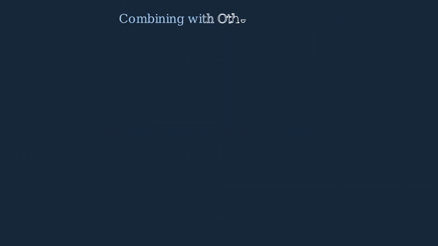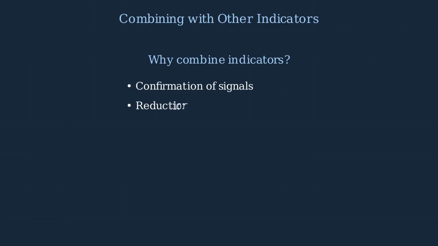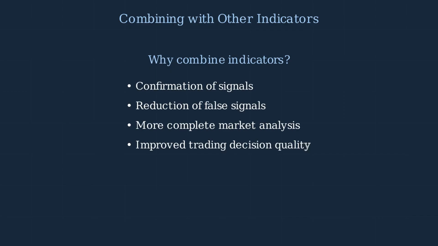The chop zone indicator becomes substantially more powerful when combined with complementary indicators. Combining multiple indicators allows for confirmation of signals, reduces false signals, and provides a more complete analysis of market conditions.